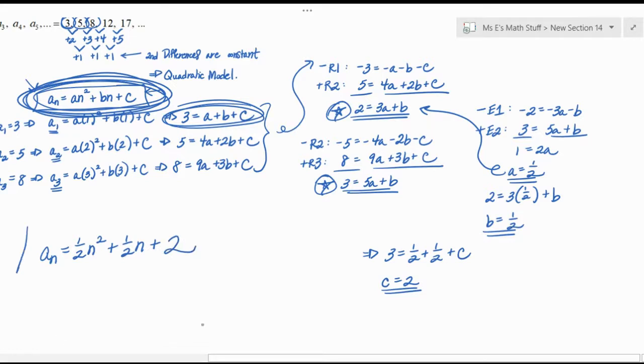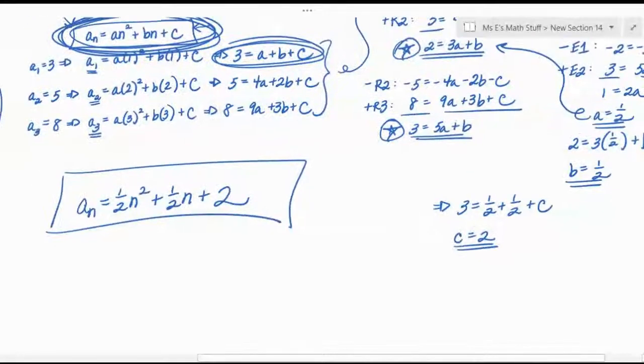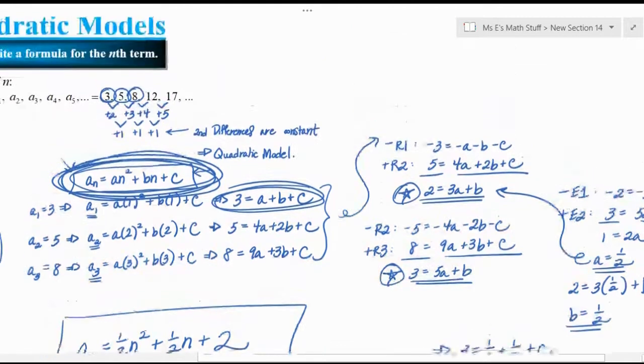Okay, and now because I got a little weirded out with a and b being the same thing, because I don't remember that being the case, I'm going to check and see if it works. So if I use this model, according to my model, a sub 1 would be 1/2 times 1 squared plus 1/2 times 1 plus 2, which would simplify to be 3. Right, well, it's at least generating my first term.